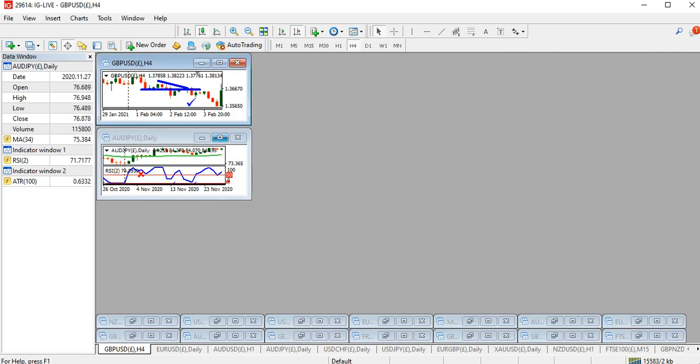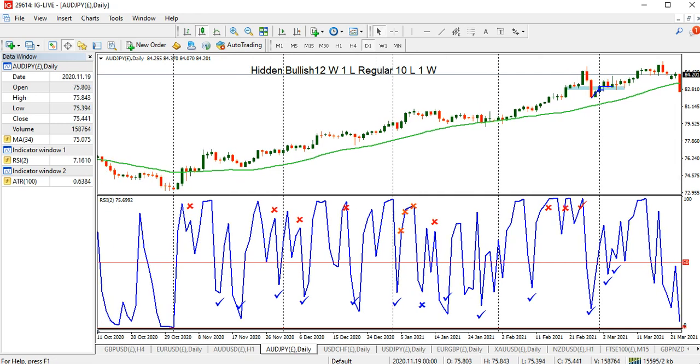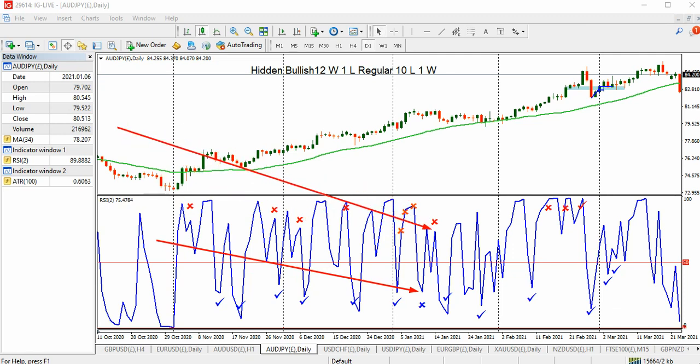You might have seen my video on divergence, hidden bullish divergence, where I showed you that trading divergence can give you results like this. So we had 12 wins and we had a loser here trading hidden bullish divergence. And trading regular bearish divergence, we had 10 losses and only one win.